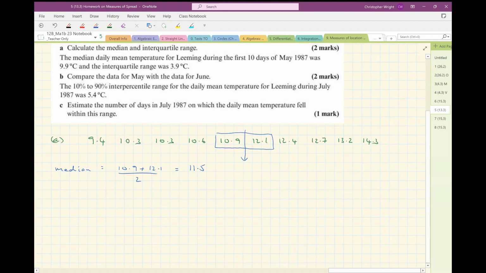Right, the interquartile range. Well, it's going to be the upper quartile minus the lower quartile. Okay, so the upper quartile is 12.7, and the lower quartile is 10.3. Okay, so 12.7 minus 10.3 gives me an interquartile range of 2.4 in June.